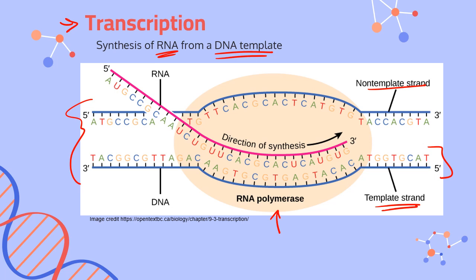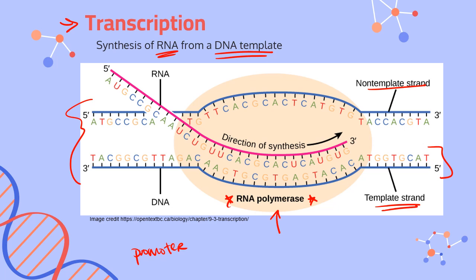We talked about helicase and topoisomerase. We talked about primase and DNA polymerase 3, and also DNA polymerase 1 and ligase. And here we just have RNA polymerase, so that's kind of nice. RNA polymerase is going to bind to a part of the DNA called the promoter region. We'll talk about that a little bit more in a couple slides. It will open up the DNA.